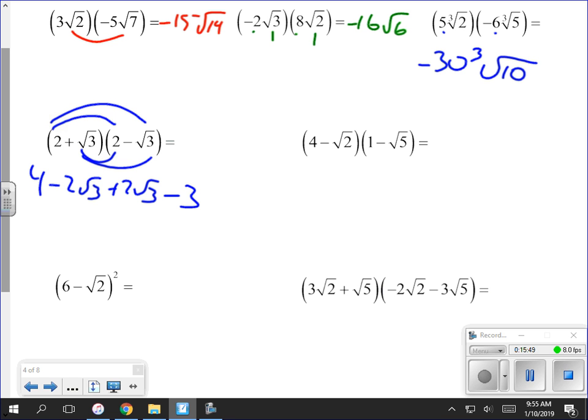When you multiply a square root times itself, square root of 3 times square root of 3 is 3. Square root of 2 times square root of 2 is 2. Okay, start to understand that fact. It makes your life easier: the square root of something times itself is just the radicand underneath. And now I combine up any like terms. I have 4 minus 3, that's 1. And the negative 2 root 3 and the positive 2 root 3 cancel, so I get 1. Works out sweet.